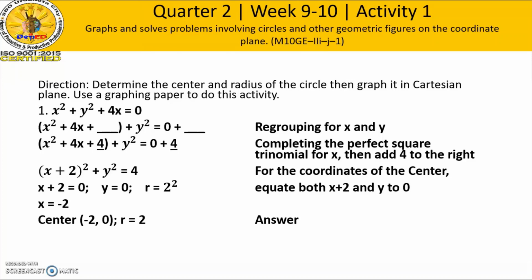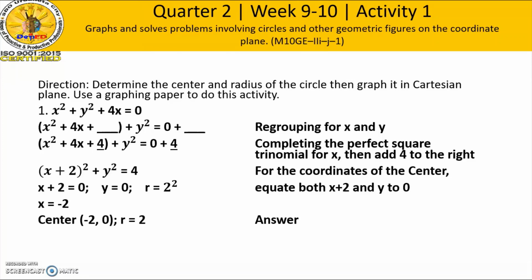First, we must regroup the terms with respect to the similar variable x. We must look for the value that will give us a perfect square trinomial for the variable x. So, we have x squared plus 4x plus 4 plus y squared equals 0 plus 4. We added 4 to both sides of the equation. Next, by factoring the perfect square trinomial, we have (x plus 2) squared plus y squared equals 4.